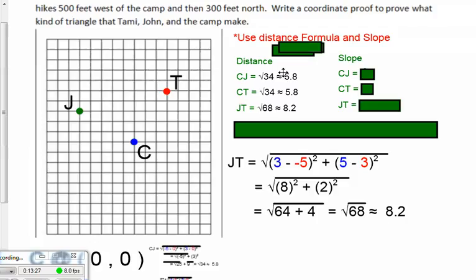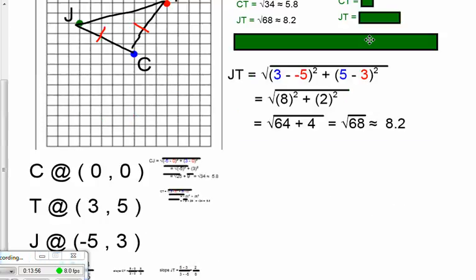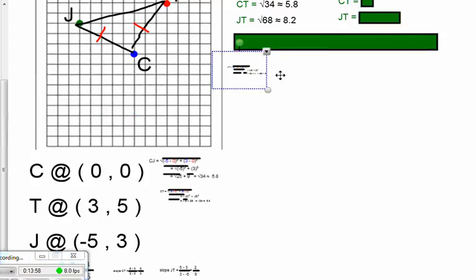So we have our distances. Notice that this distance is the same as this distance. So I'm going to draw that in here. Going from Camp, to Tammy, John, back to Camp. This distance is the same as this distance. We know that for sure, because over here, 5.8 and 5.8. Now we need to find their slopes to see if they interact in any special way.